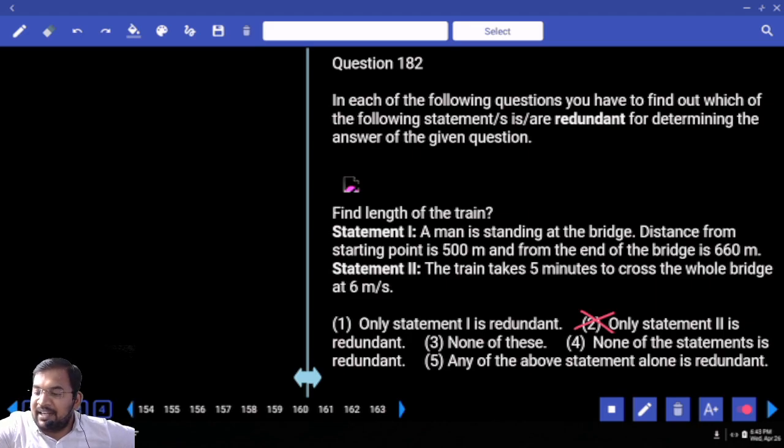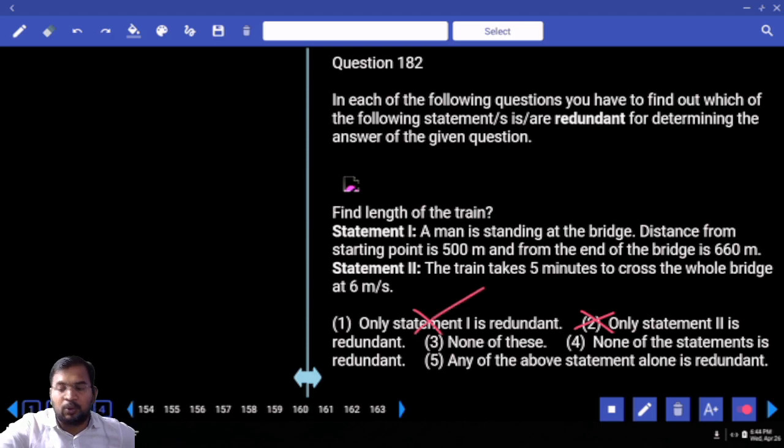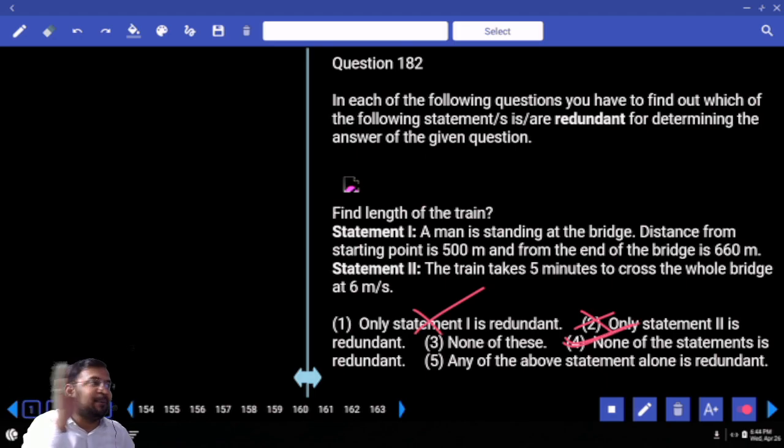Next, the train takes 5 minutes to cross the whole bridge at 6 meters per second. By using this one, it's not possible to find out the train length. Train length comes only when a train crosses a man. Only 2 is also not possible. All of it clear? But if we combine both, we will get it. So your answer is both are required, which means you have to choose none of the statements is redundant.